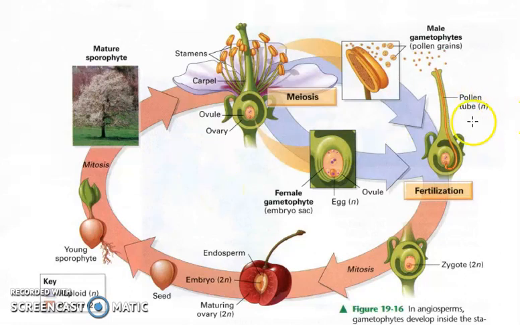And the other cool thing to remember is that the two sperm go down the pollen tube. They each fertilize an egg. One becomes the embryo, one becomes the endosperm, and those two things together will become a seed. So a seed is much different than a pollen.